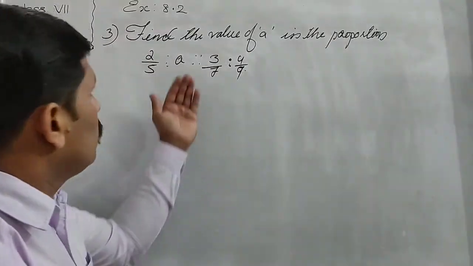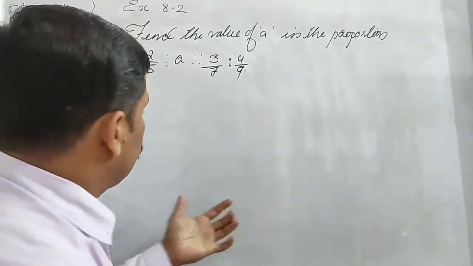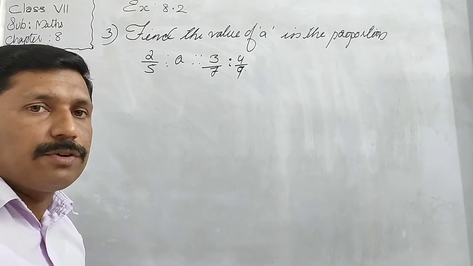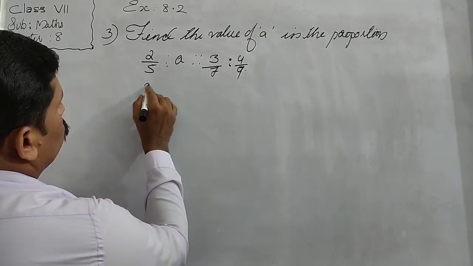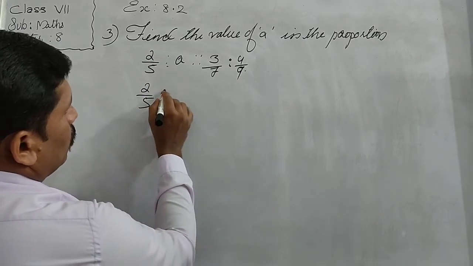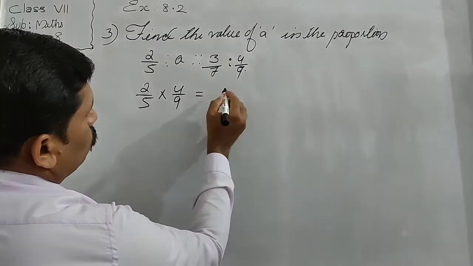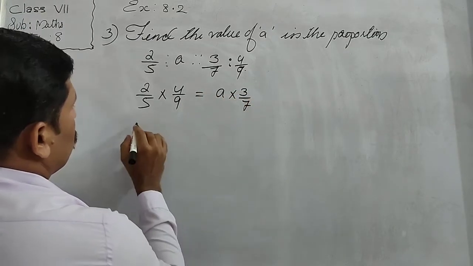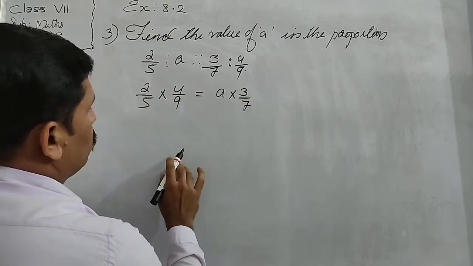The third question is: find the value of A in the proportion. One value is missing in this proportion. We have to find it using the product of extremes and product of means property. So 2/5 into 4/9 is equal to A into 3/7. That means the product of extremes will be equal to the product of means.